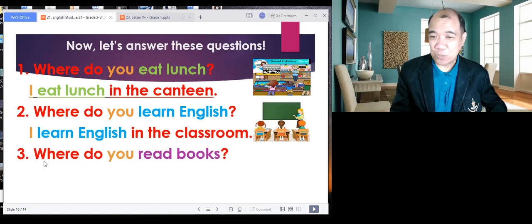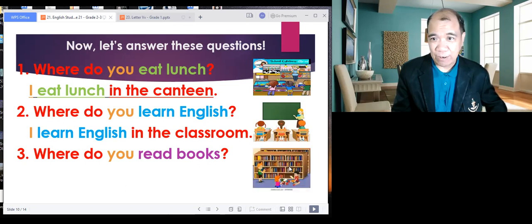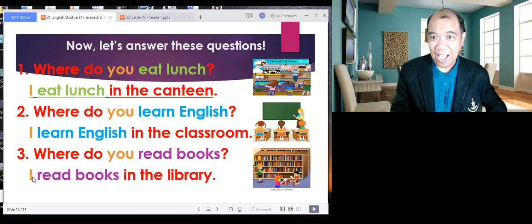Okay, number 3. Where do you read books? You have a lot of books there, okay? So the answer for you is I. Okay, I read books in the library. Okay, notice that the color is the same and it's the technique how you answer the question.